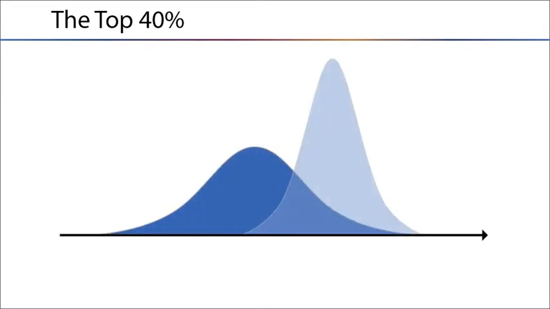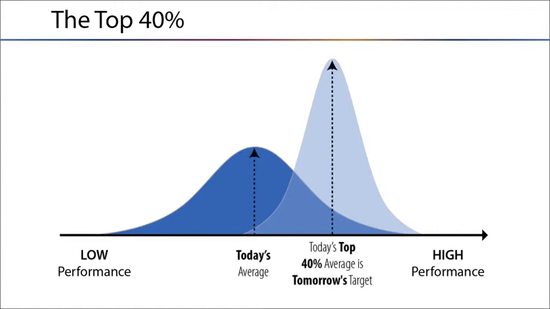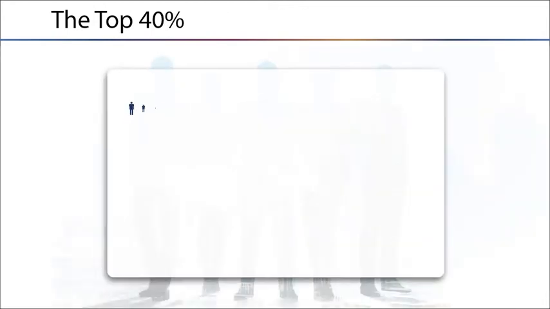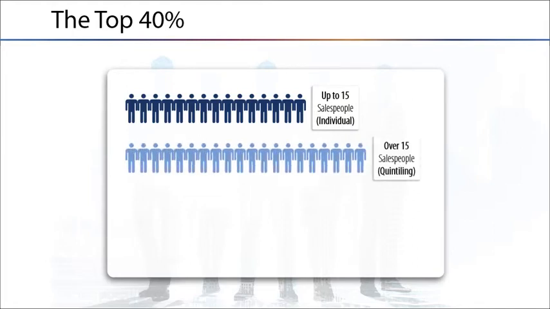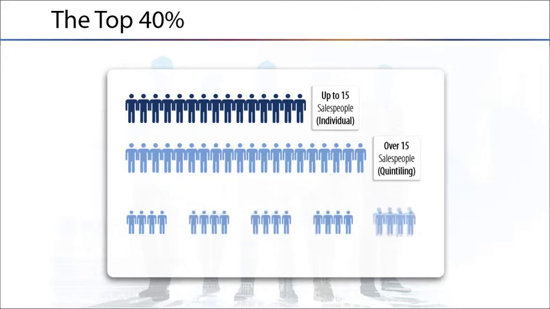One of the key goals of the Sales Optimization tool is to assess the impact to your business by getting all salespeople to produce at the same level as the top 40% of your sales force. We can measure this for smaller sales forces up to 15 people on an individual basis, and for larger sales forces of over 15 people, we can calculate using the quintiling methodology of segregating the sales force into 5 equal groups of 20% from best performers to worst performers.